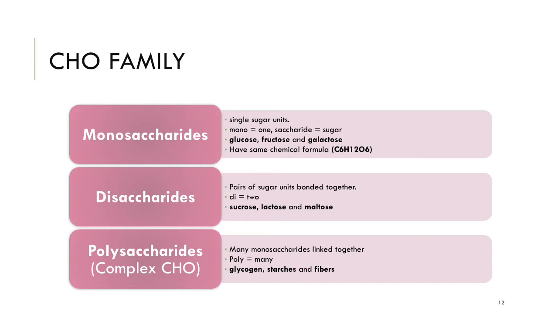Now, the next class of carbohydrate is the disaccharides. Disaccharides contain 2 sugar units bonded together, as the name di implies, which means 2. Common disaccharides present in our diet include sucrose, lactose, and maltose. And lastly, we have the polysaccharides, or complex carbohydrates. This is a very big class because anything that is more than 3 sugar units bonded together is termed a polysaccharide. Poly means many. Common examples of polysaccharides found in our diet include glycogen, starch, and fibers.